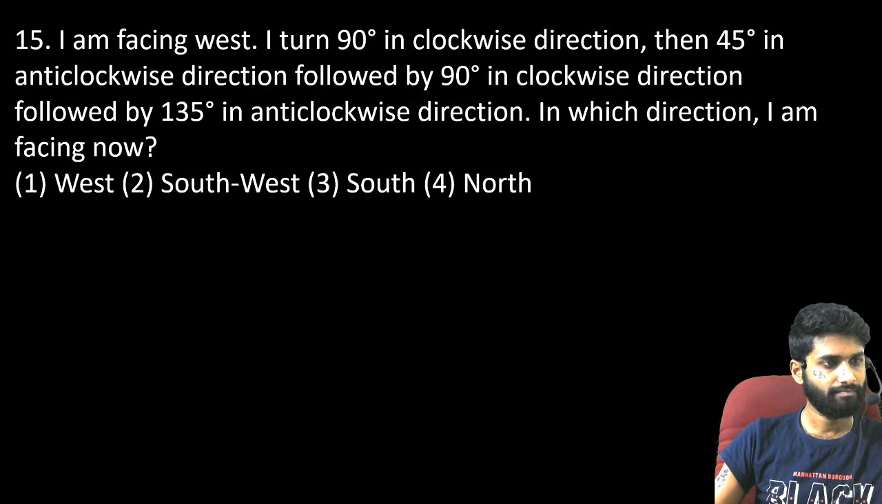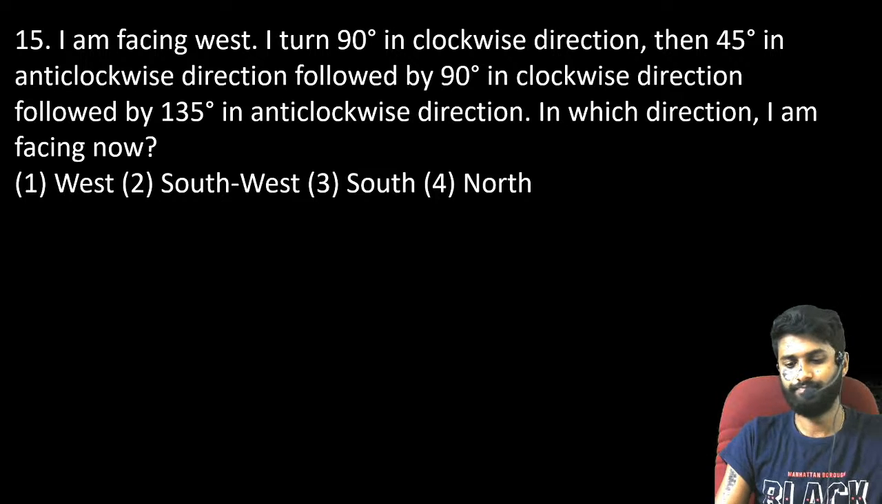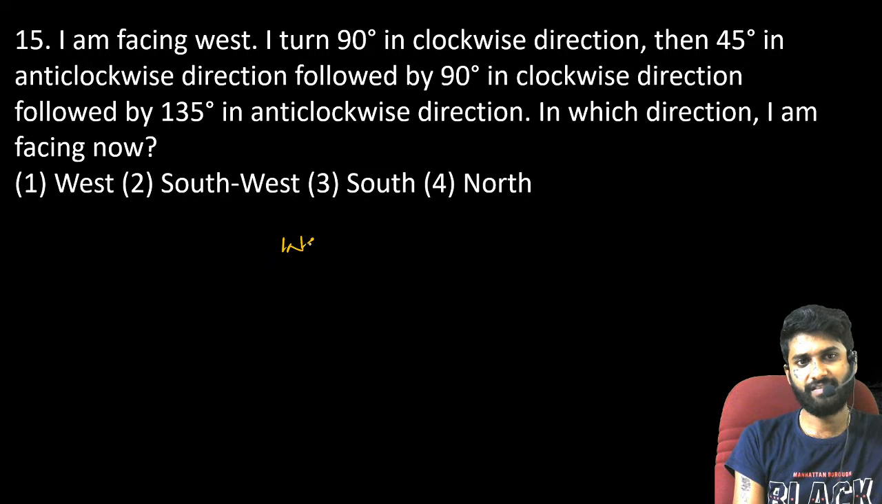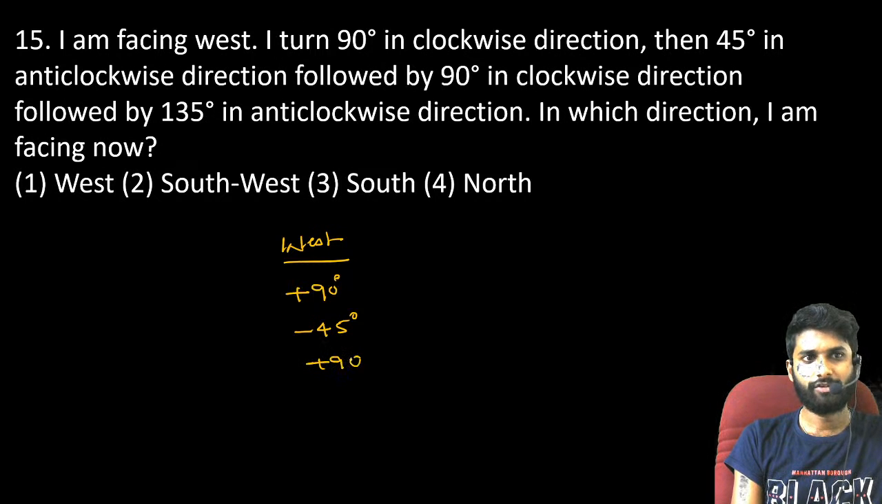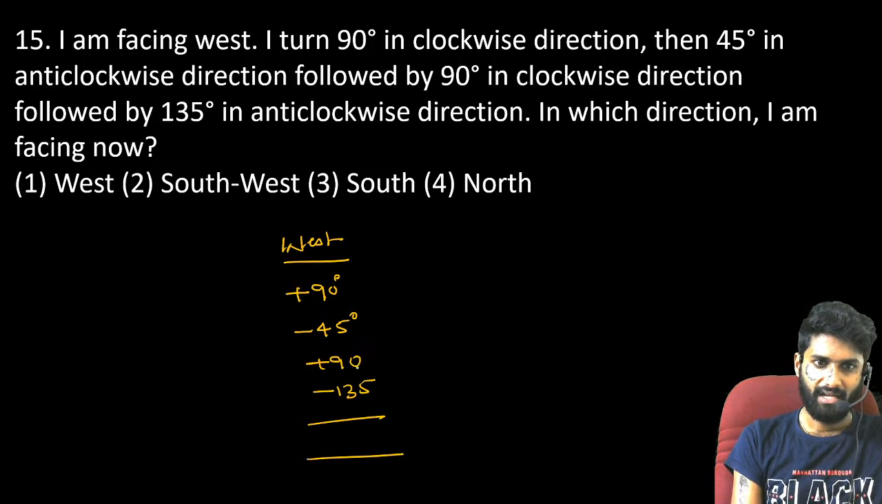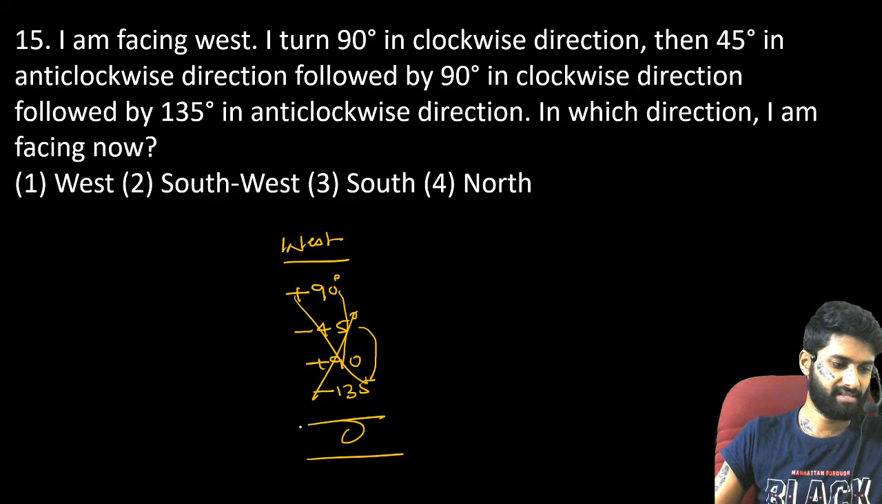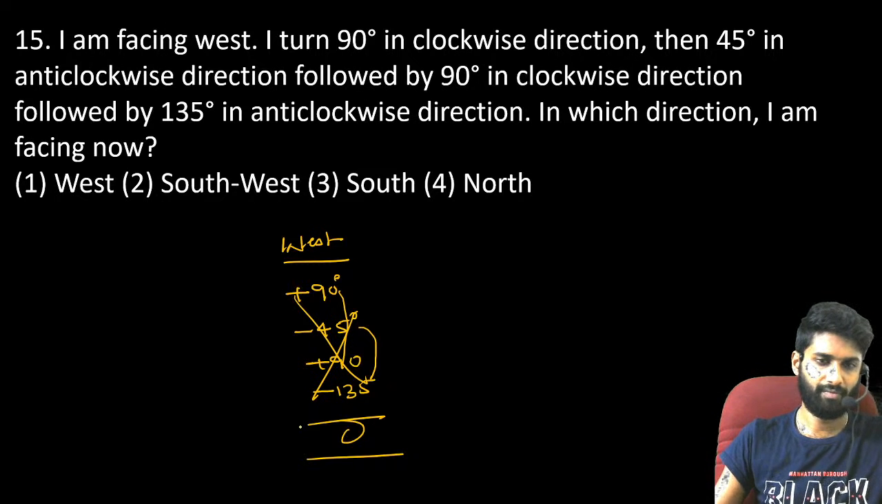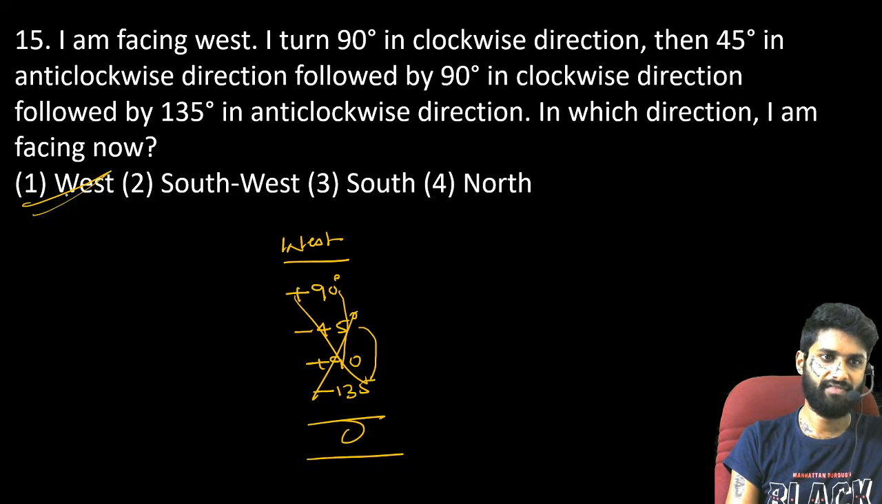One more. Now, the person was facing west, first 90 degrees clockwise, 45 degrees anti-clockwise, 90 degrees clockwise, 135 degrees anti-clockwise. Now which direction is he facing? See, if you add 90, 45, 135 together, the entire resultant becomes 0, because the entire information cancels out. Now, 0 degrees from west is always west. So the answer is west.